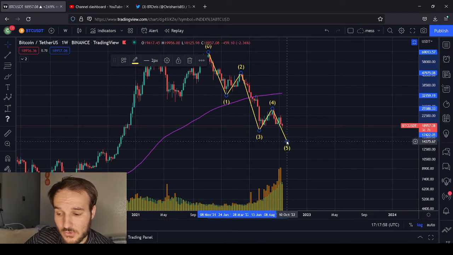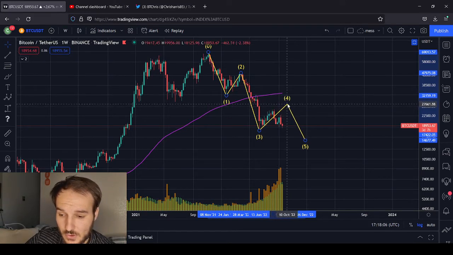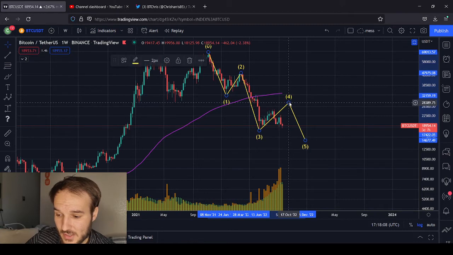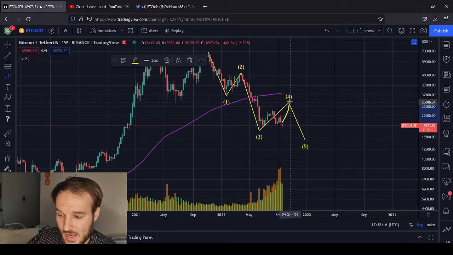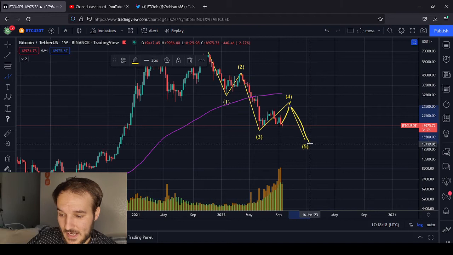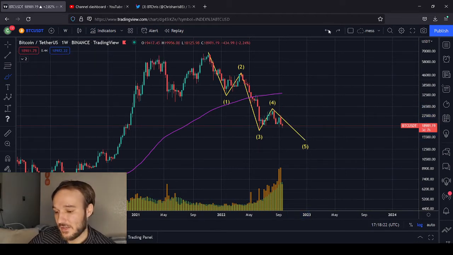What also could happen is this wave 4 could not be done yet. This wave 4 could totally come up to 28 or 29K. It could definitely come up here. If the price decides to go from here to up here real fast and then come down, that could happen. That's entirely possible. It might not come down after that. We'll see.